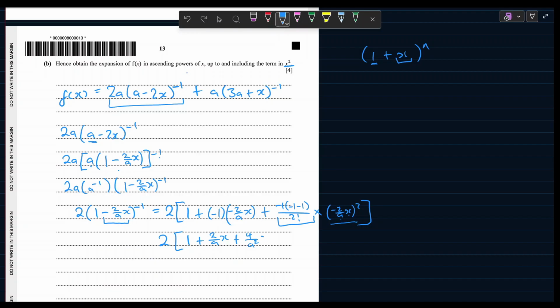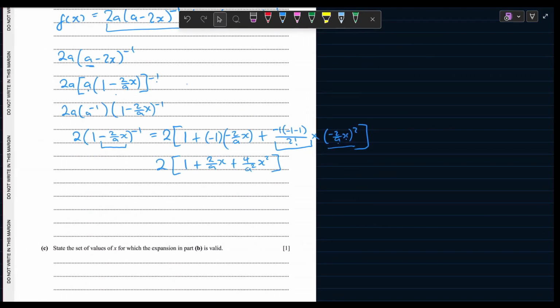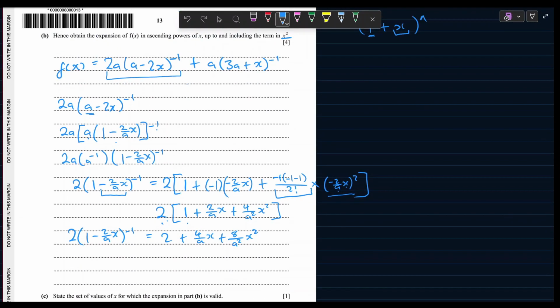Square the x, you get x squared. Okay, and now let's just fully expand. This means that 2 times (1 minus 2 over ax)^(-1) must be equal to 2 times 1, so 2, plus 2 times 2 over ax, which is 4 over ax. Then we've got 2 times 4 over a squared x squared, which is 8 over a squared x squared. All right, so that's the expansion for the first term.